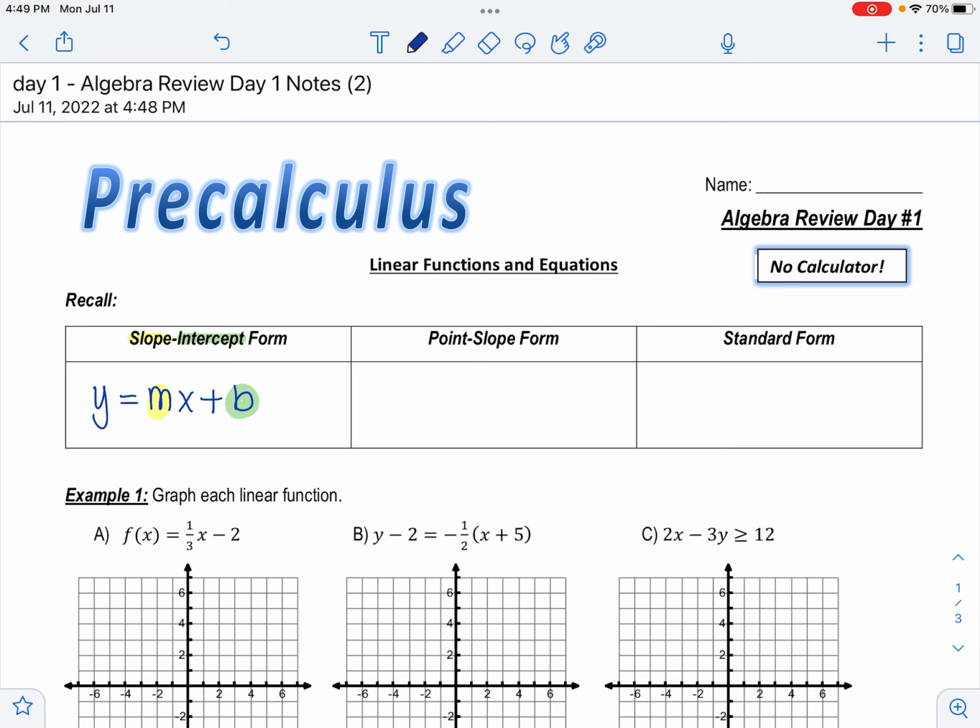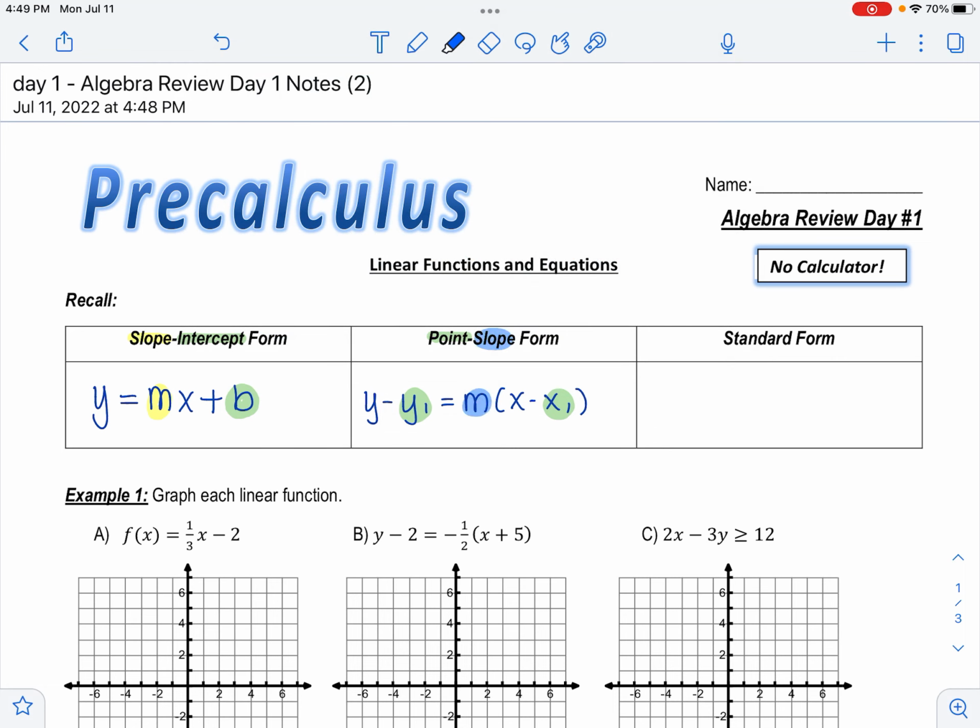Okay. And our next form is point-slope form. It's called point-slope form because you will see a point and the slope in the equation. So that is y - y1 = m(x - x1), where (x1, y1) is a point. Notice there's minus signs in front of that, so you're going to take the opposite of whatever number is plugged in. And then that is your point. And then you also have your slope.